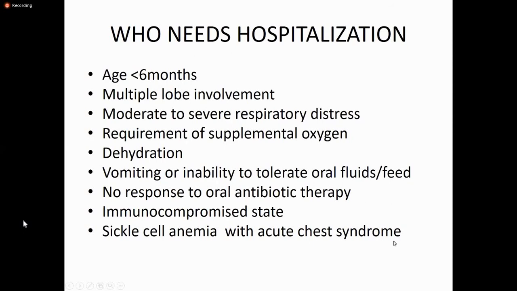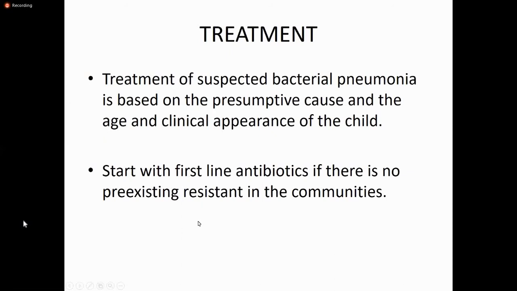Sickle cell anemia with acute chest syndrome. Now, what happens in sickle cell anemia? There is involvement of the chest with or without clinical signs of distress of the respiratory system. So these children also need close monitoring and observation in the hospital, and we admit these children. So this is a list of patients who need admission.